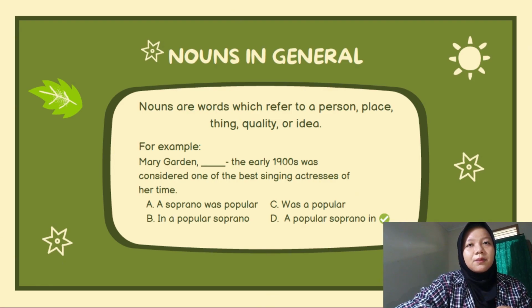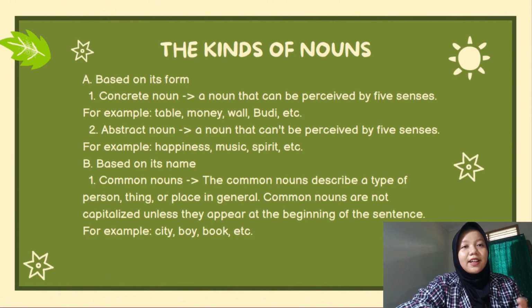And then after the noun, we want to explain what a noun is. So it's called adjective. And the next part is the kinds of nouns. So nouns are divided on the basis of the words.